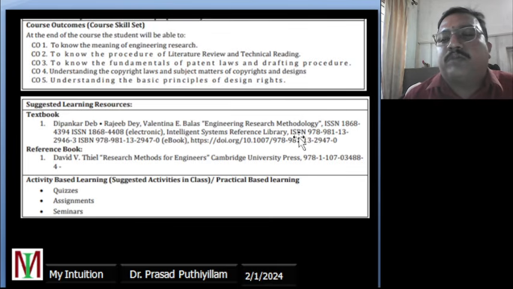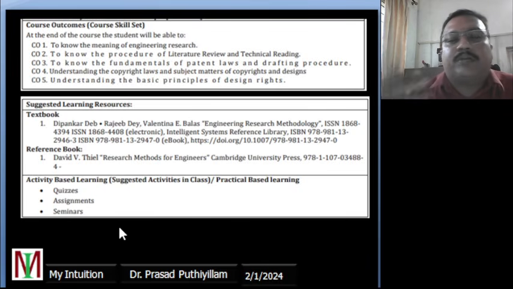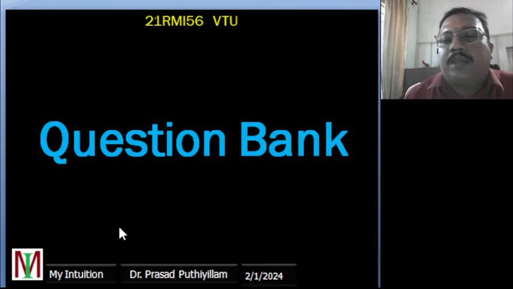This is the textbook which is mentioned, only one textbook is given, and the other one is a reference book. These are the things that the teacher has to do in class to make it more interesting and to help understand the topic better. Question bank.